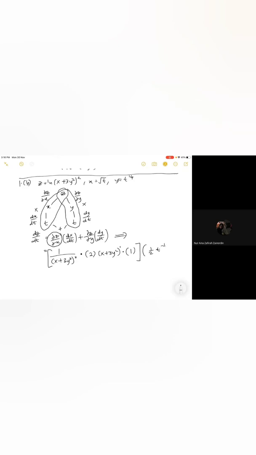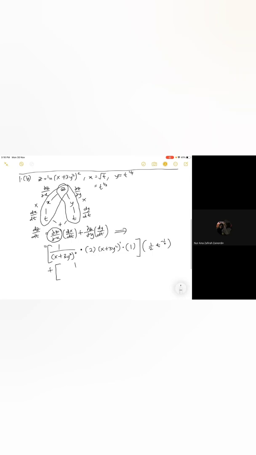T negative 1 over 2. Because this is actually T to the power of 1 over 2. Kan. And then plus, now for Y. Okay, the same thing. Ln first. X plus 3y squared, squared. Okay, and then the power. And then differentiate with respect to y, will get 6y. And then the dy dt. 1 over 4 minus 1 will be negative 3 over 4.